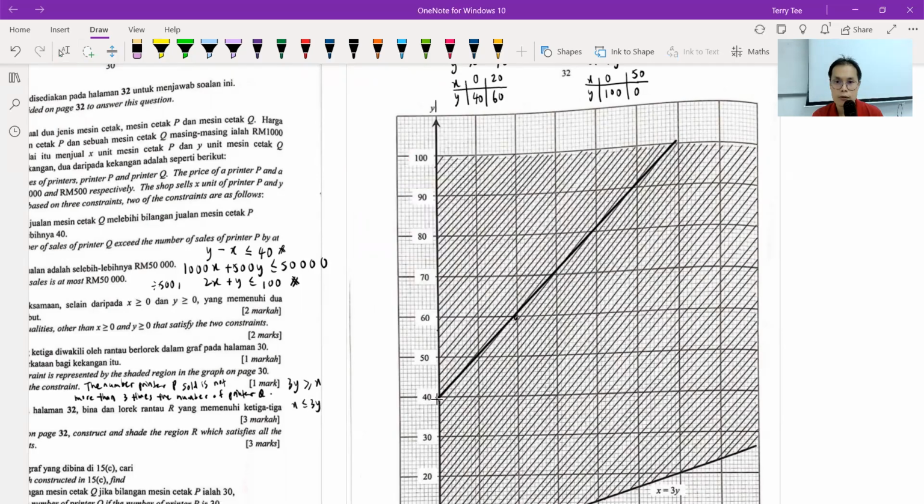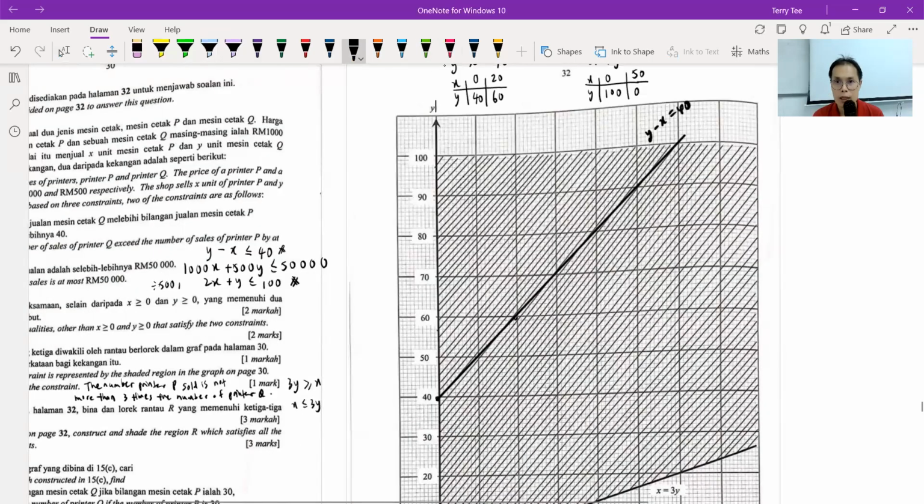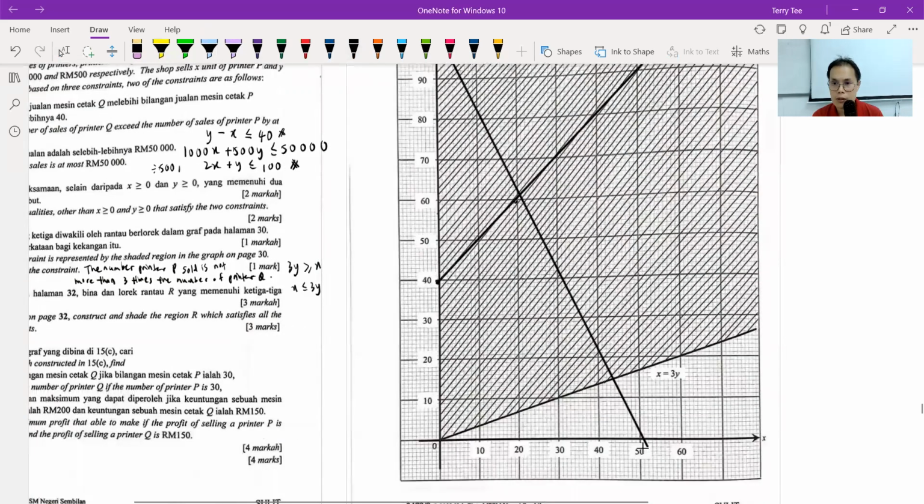Let me adjust the position here. Yeah, the gradient is 1. Okay, I think it's okay. All right, so this is the first line, your y minus x equals 40. The second line is 2x plus y equals 100. So 0, 100 and 50, 0. 0, 100 is over here, and 50, 0 is all the way down over here.